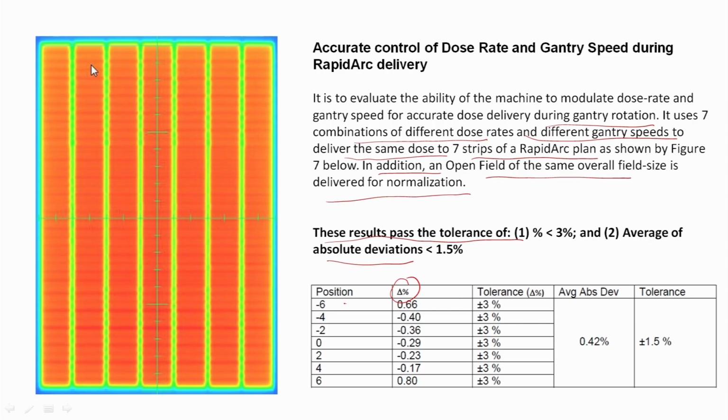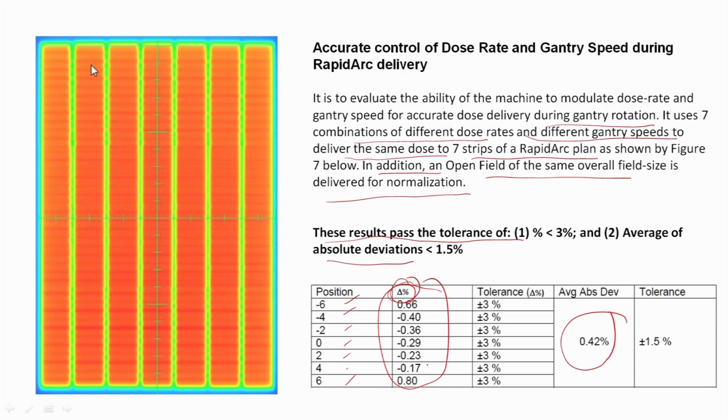So you can see that there are 7 strips. These are the 7 strips, their MLC positions at 2 centimeter, 4 centimeter from here 0 to 2 centimeter, 4 centimeter, 6 centimeter, and this side -2, -4, -6. The delta percent variation means the MLC positions are well within the limit. Absolute deviation is also plus minus 1.5%.